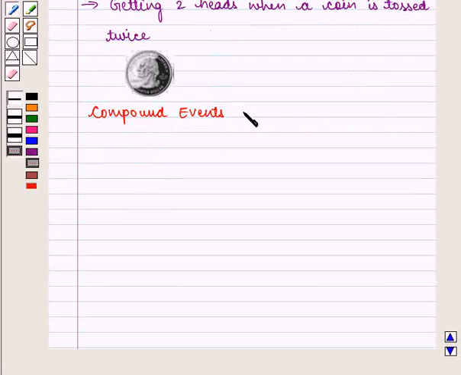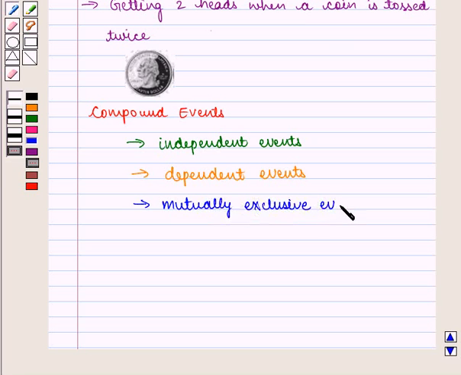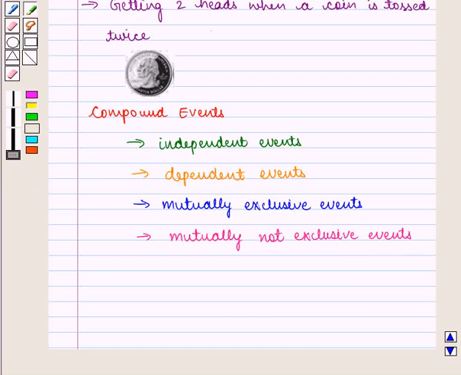are of various types, such as independent events, dependent events, mutually exclusive events, mutually not exclusive events. Now we will study independent events and dependent events.